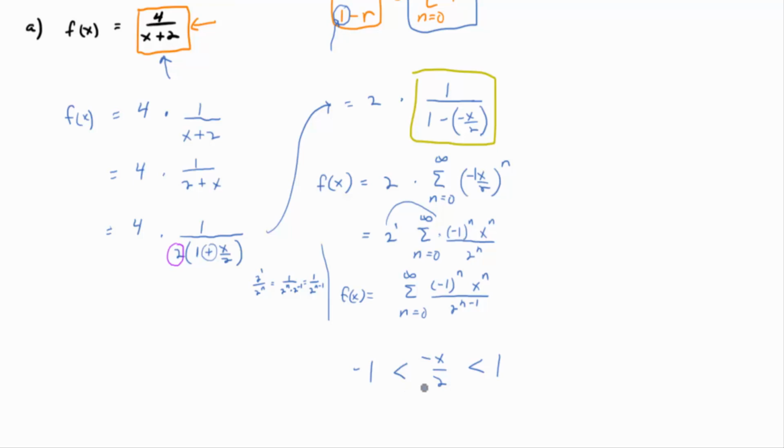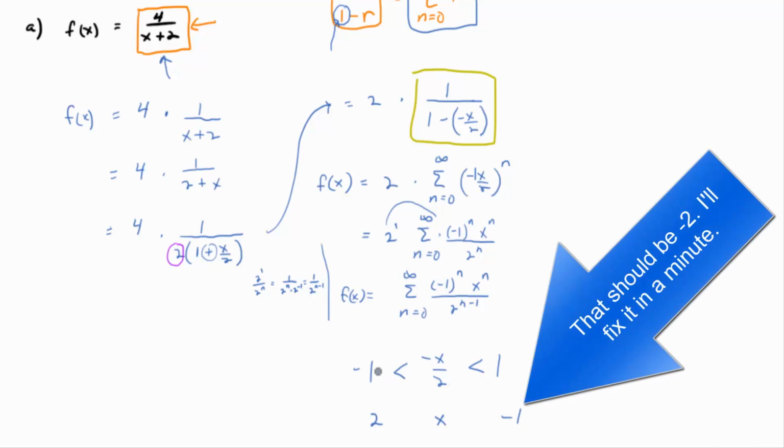So if you multiply through by, how about negative 2? What does that do to the inequalities? Flip some. If you multiply through by negative 2 to get x by itself, you'd have positive 2 is greater than x, which is greater than negative 1, but a better way to write that is have the smaller number on the left, so flip everything around. Negative 1 is less than x, which is less than 2. There's your interval.